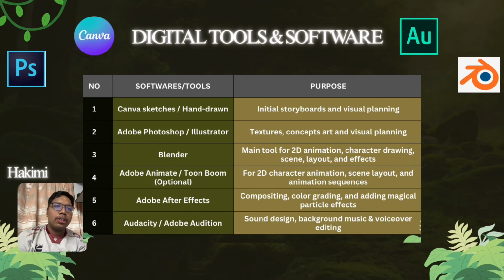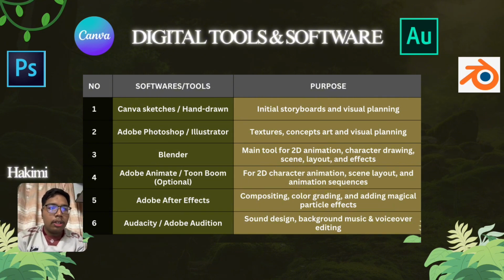Next, I will talk about the digital tools and software for this project. First, we use Canva and hand drawing for the storyboard and visual planning. Second, we use Photoshop and Illustrator for texture, concept art and visual planning. Then we use Blender, the main tool for 2D animation, character drawing, scenes, layout and effects.